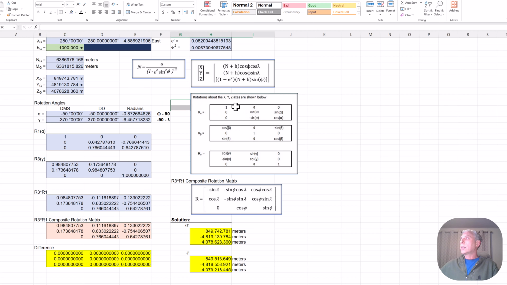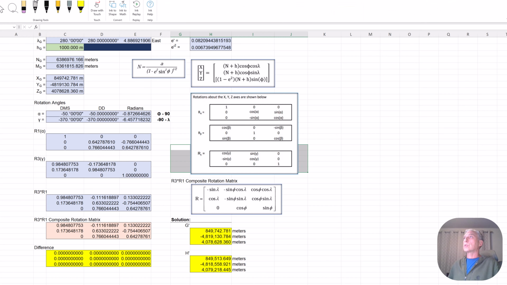Now, here I have my R1 and my R3. Let's see if I can highlight those, which are the ones I'm going to use. So R1 and R3.